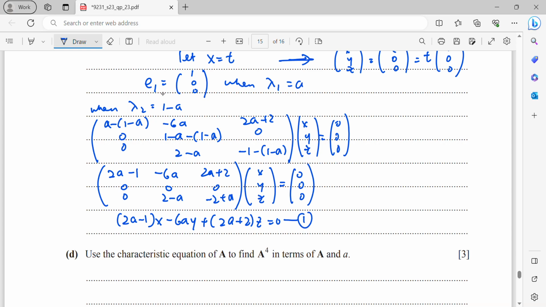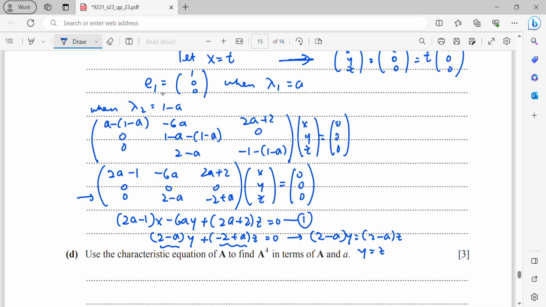This is my first equation. My second equation comes from the third row. So (2 minus a) times y plus (negative 2 plus a)z equals to 0. Which means now I can get my y. Here you have 2 minus a. When I move this to the right side, let me show you step by step. This is going to be (2 minus a)y equals to (2 minus a)z. Okay, then my y is going to be z.